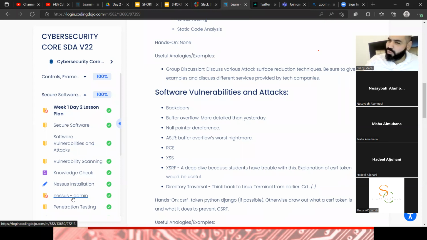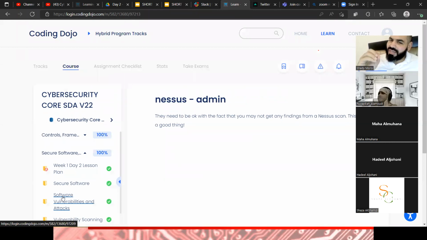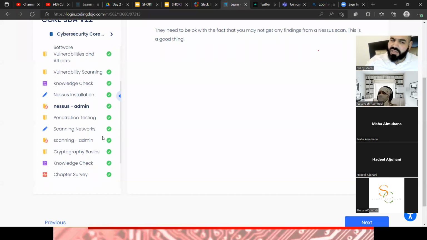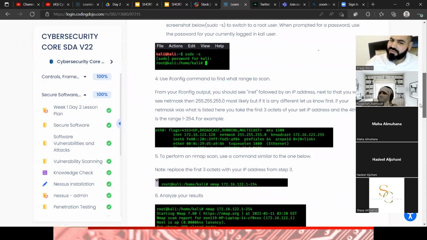Now, in the afternoon session, Asad or some of the instructors will come, and as you can see here, this is going to be your assignment for the day. They will give you a quick tour of how to do the assignment. Once they finish the quick tour, we will go ahead and start to implement the assignment. Here, scanning networks. They will tell you what you're going to do in the scan.